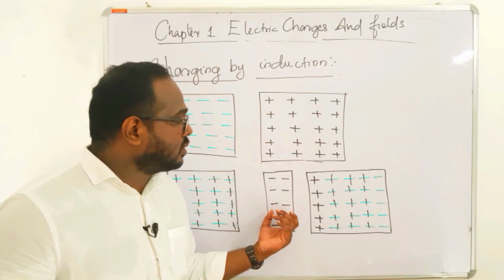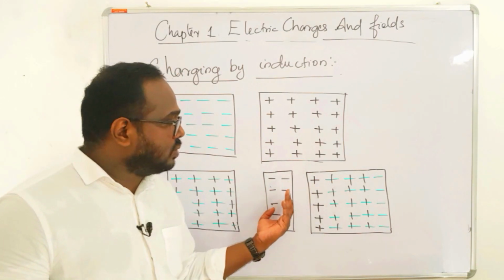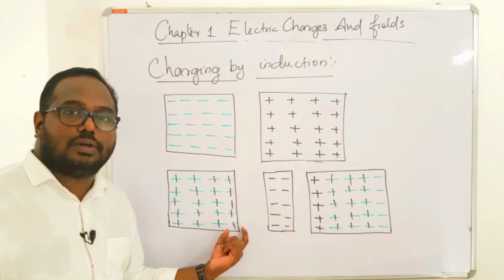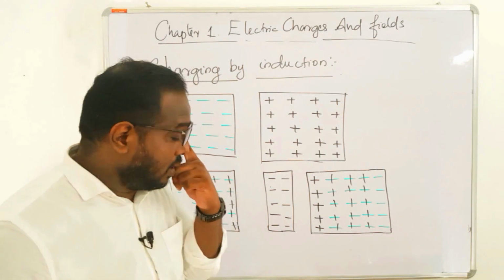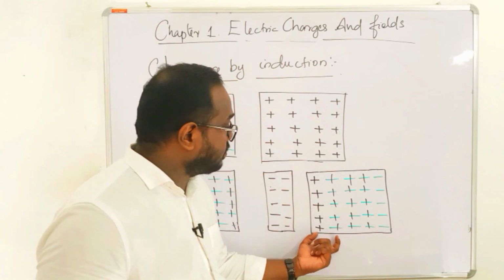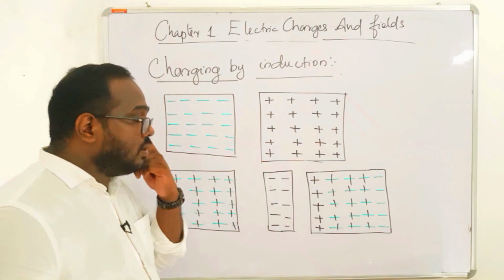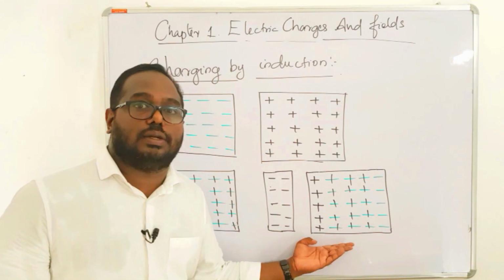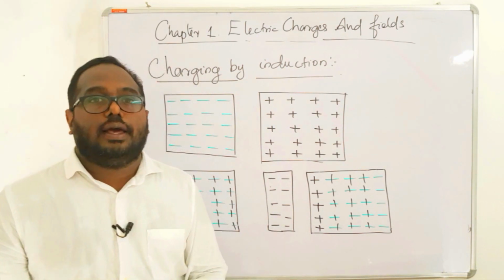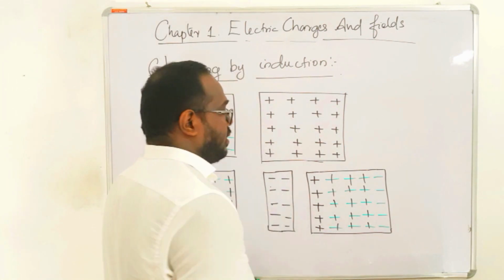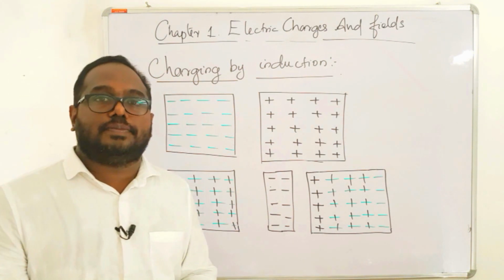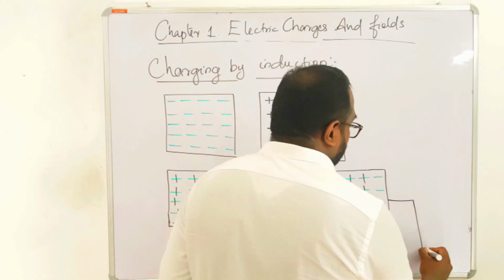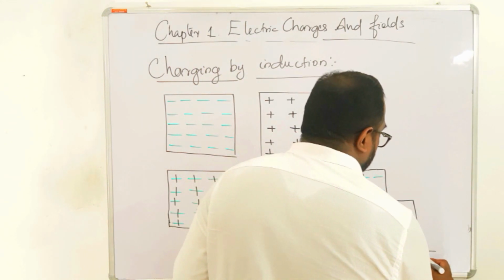If a highly positive charge comes, what happens? The negative charge will come to this side and the other side will become positive. Both are possible, okay? This is called polarization of material. And when this gets polarized, we can do one thing, right? If we connect this to Earth, what happened?